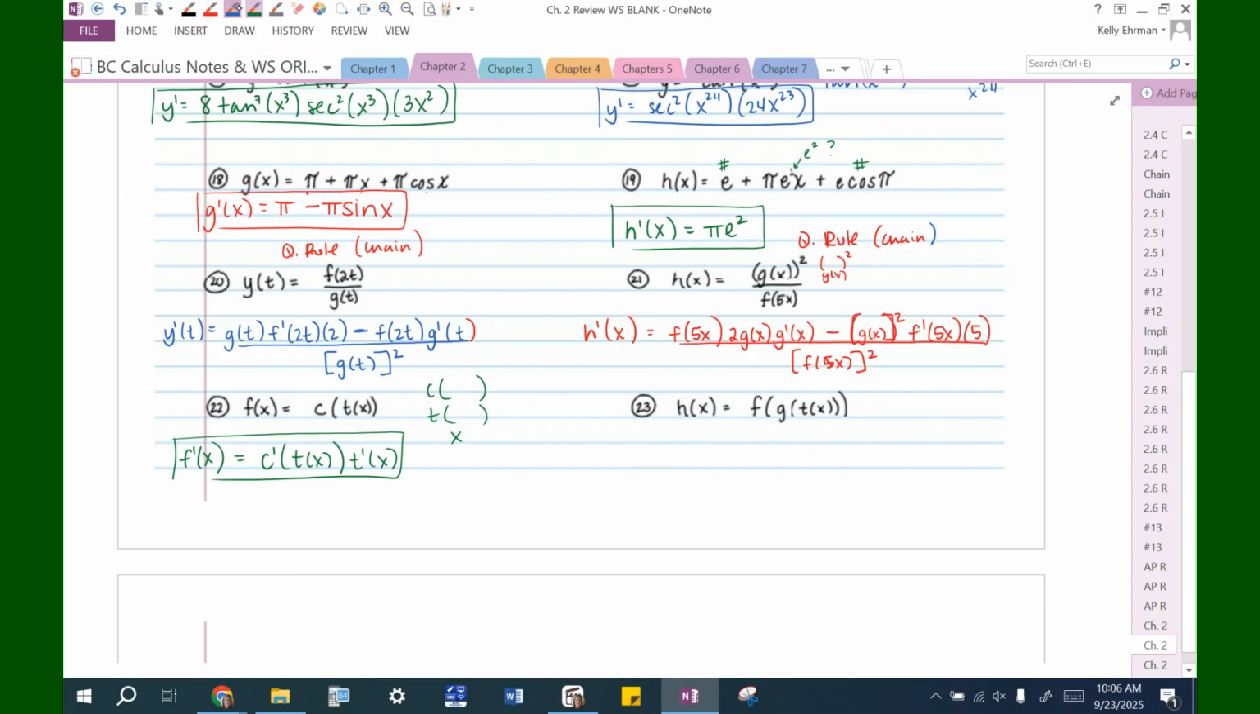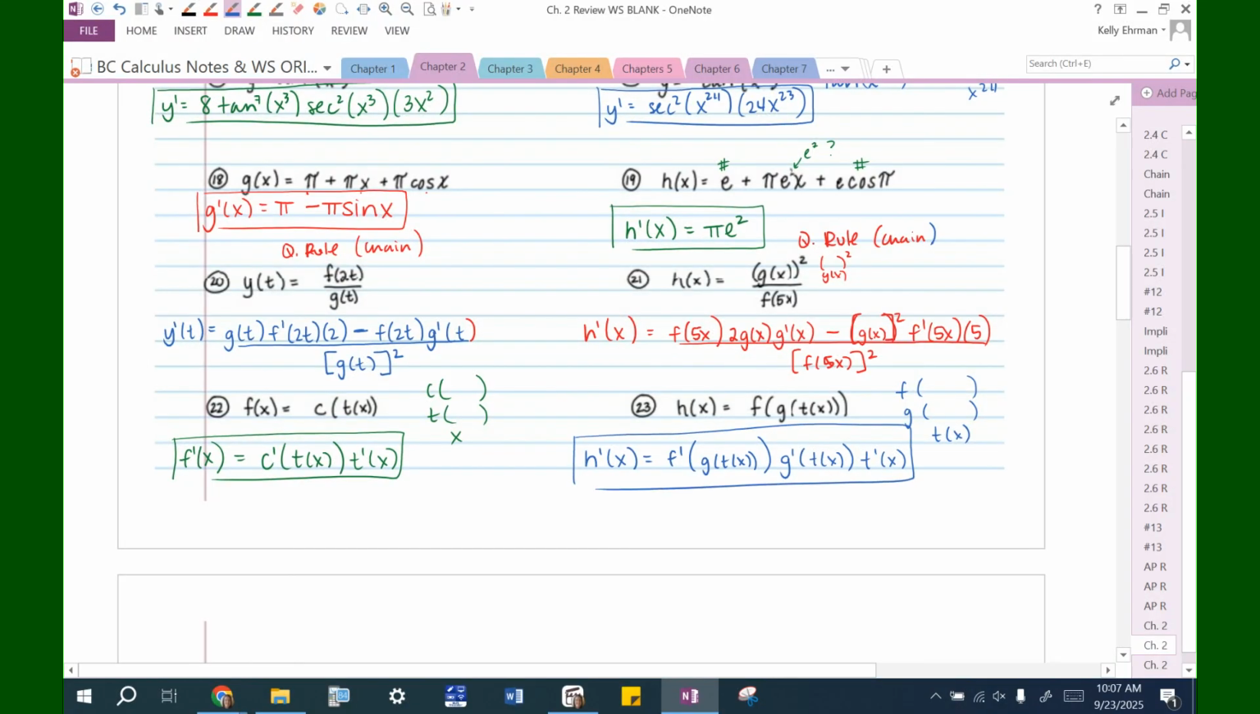All right, and then 23. So f of g of t of x. So we have f on the outside, and then we have g, and then we have t of x. So h prime of x is f prime of everything inside it times g prime of everything inside g times t prime. It's like those little Russian nesting dolls, whatever they're called. You're working from the outside in, and everything that was inside stays along when you take the derivative of something.